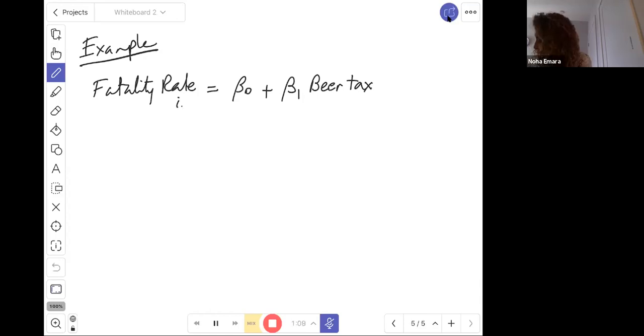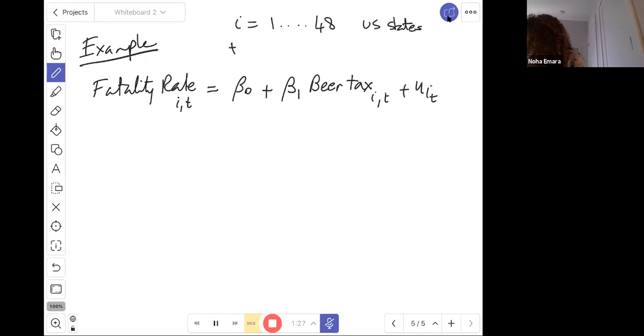And of course, this is IT, and this is IT plus UIT. And this is for I equal to from one all the way to 48 US states. Then we have the time starting from 1982 all the way to 88. And this implies that T is equal to 7 periods. So we have 7 periods.